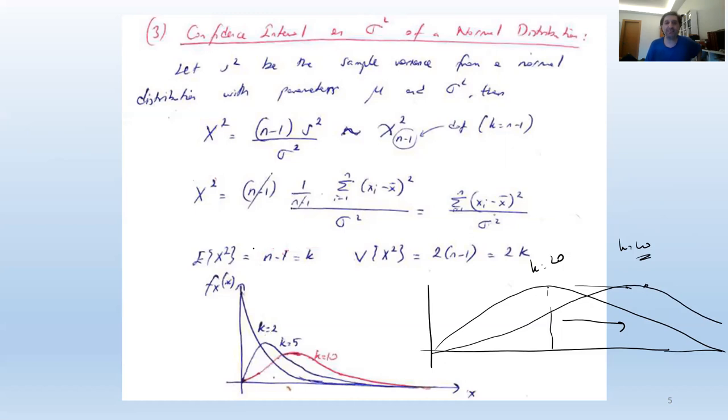So both the expected value, of course this mode is not the expected value, but it should give you an idea about where the expected value is. The expected value is going to be on the right-hand side of this mode. Note that. But both the location of the distribution and also the spread of the distribution increase with increasing sample size. This is the issue.